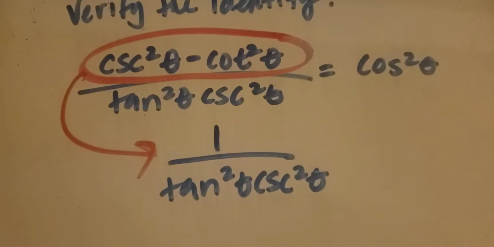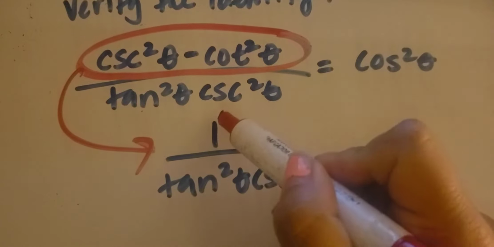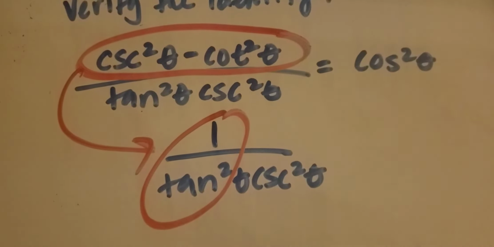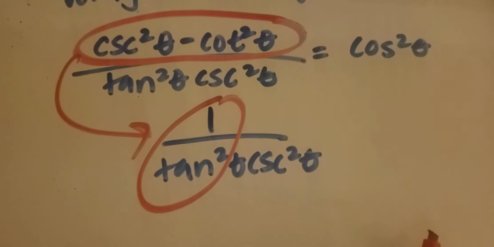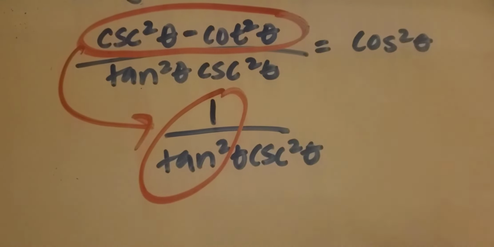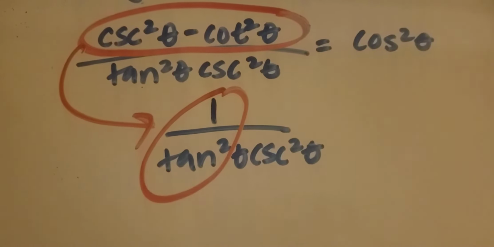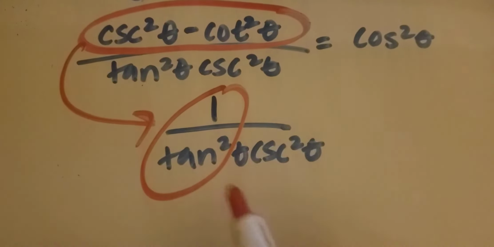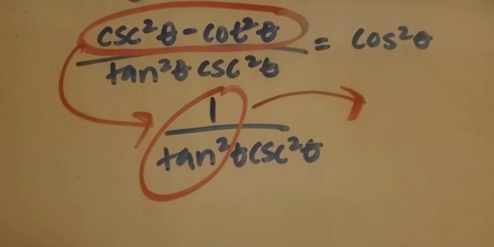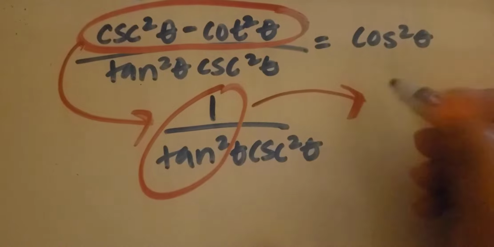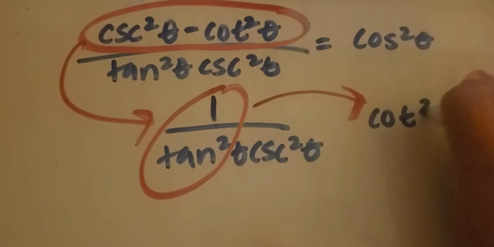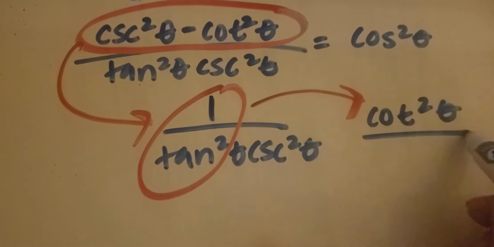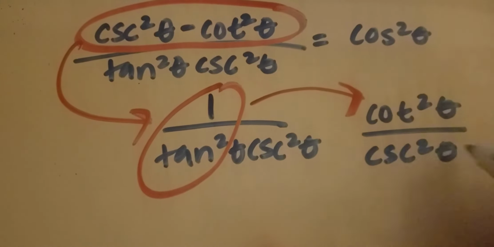Okay, and then the other thing that I can simplify would be 1 over tangent squared. Oops, I didn't include the theta, sorry. 1 over tangent squared theta. Pretty much I can rewrite that as cotangent, okay? Because it's the reciprocal. So I'm going to rewrite this over here, okay? So 1 over tangent squared theta will give me cotangent squared theta over cosecant squared theta, okay?